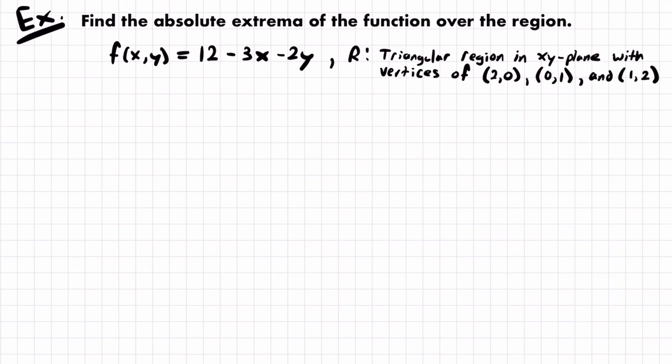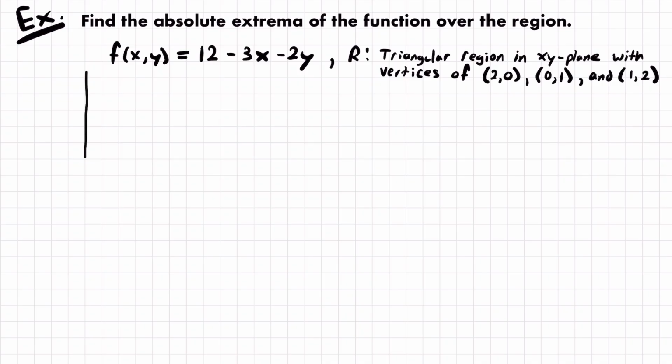Alright, so for our last example, one more time we want to find the absolute extrema of the function over the region. And we're given the multivariable function f of xy is equal to 12 minus 3x minus 2y, and the region is a triangular region in the xy plane with vertices of 2, 0, 0, 1, and 1, 2. Okay, so the region that we've been given here is unlike our previous two examples, but it's nothing that we can't handle. And so let's start by graphing the region.